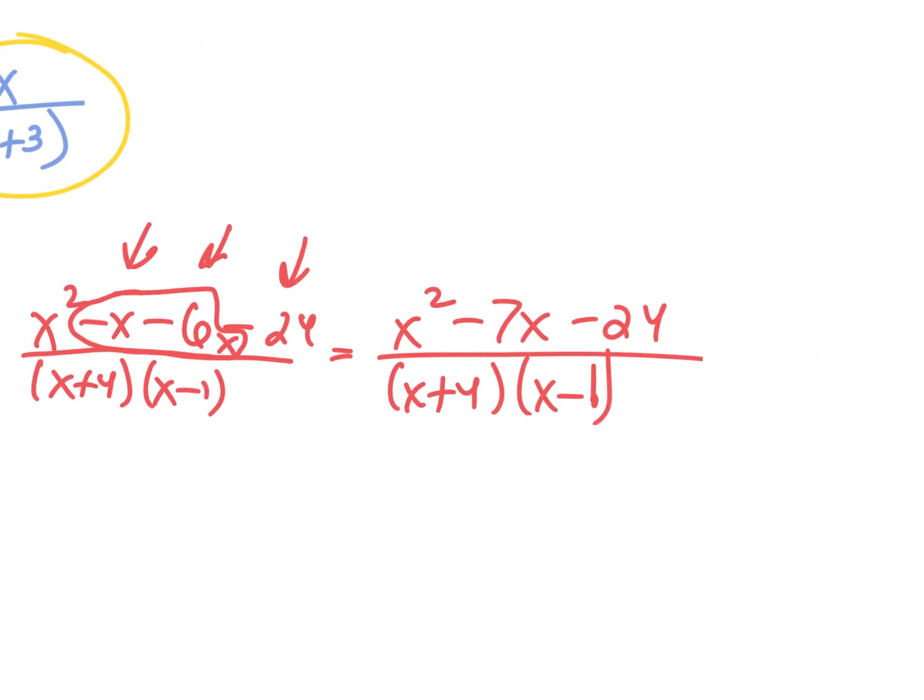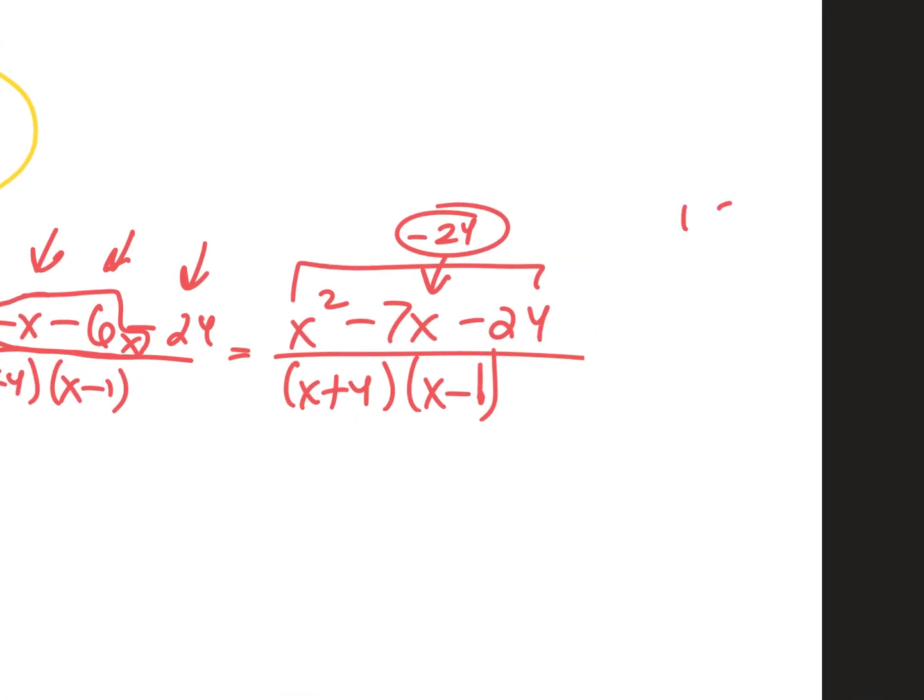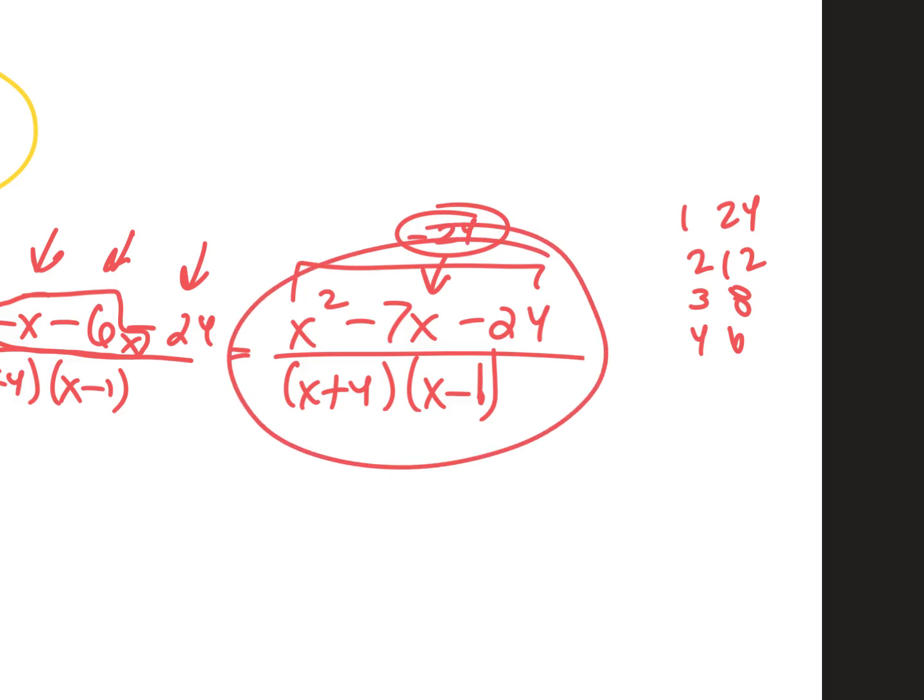Let's see if we can factor this. A times C. Are there factors of negative 24 that multiply to give me negative 24, but add to give me a negative 7? 1 and 24, 2 and 12, 3 and 8, 4 and 6. Is there any combination there that we could add and somehow get a negative 7? No, so then that's it. If it were to factor, then you would need to factor. If there was a GCF, take out the GCF.